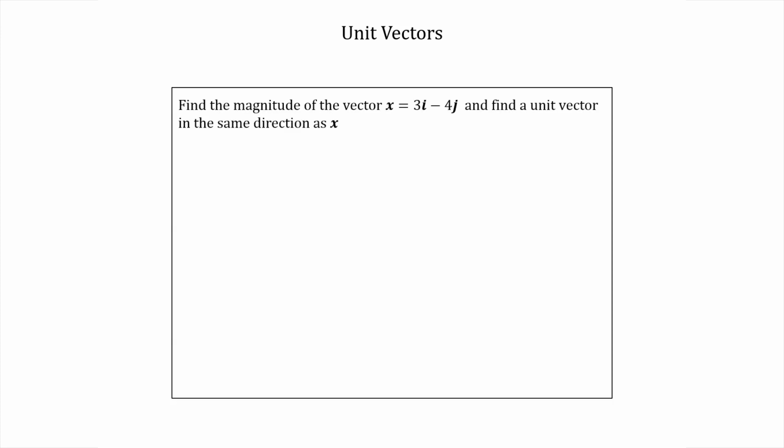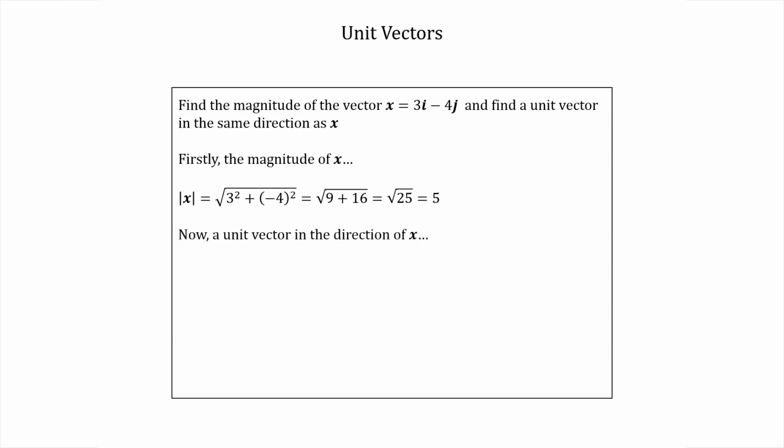So, we're asked to find the magnitude of the vector x equal to 3i minus 4j, and find a unit vector in the direction of x. Let's start by finding the magnitude. This is just the square root of 3 squared plus (minus 4) squared, which equals the root of 9 plus 16, which is root 25, which is 5.